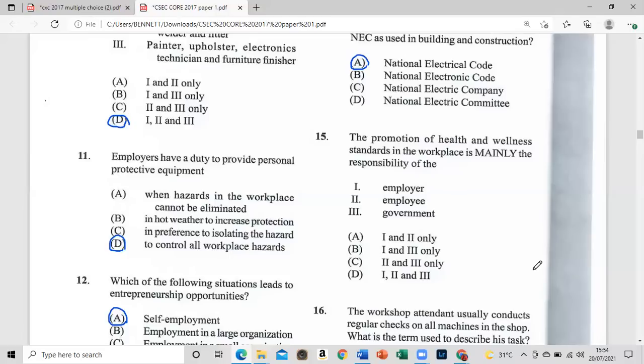The promotion of health and wellness standard in the workplace is mainly the responsibility of the government. Or by right, the employee, you're supposed to stay safe. All right, well done, guys. Well done. The employee's responsibility is to stay safe. Health and wellness. What about the government?